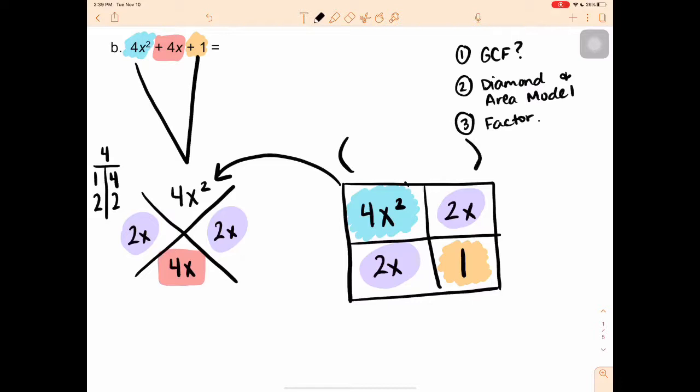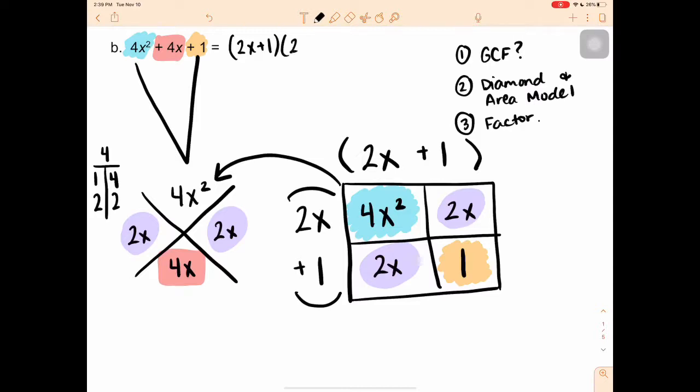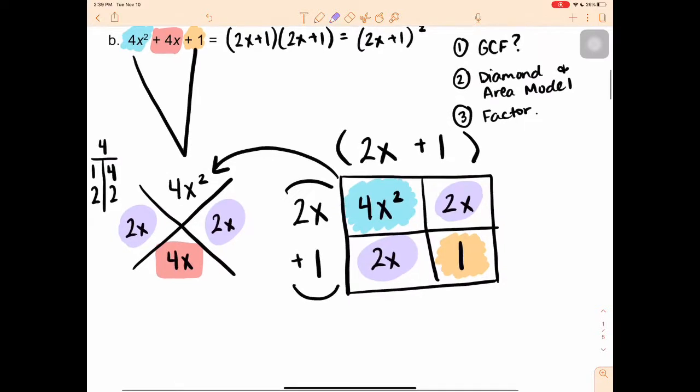So here, 4x squared and 2x, their GCF is 2x. They're both divisible by 2 and an x. Here, these also have a GCF of 2x. 2x times something equals 2x, so that must be a 1. And again, 2x times something equals 2x, so that also must be a 1. So here we have our factored form is 2x plus 1 times 2x plus 1. We could also rewrite this as 2x plus 1 squared because it's being multiplied by itself. So either of those two would be correct answers here.